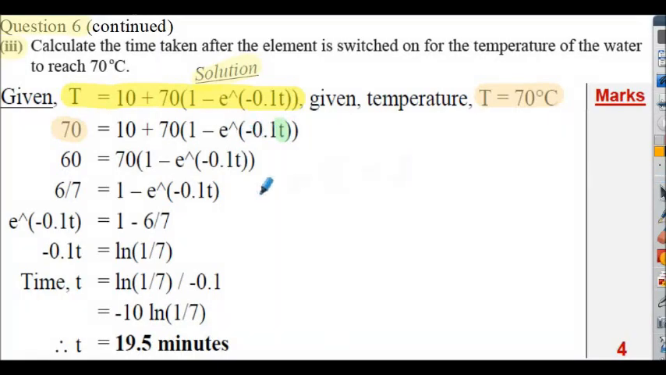So essentially we have to rearrange the equation to have the exponential term on one side of the equation and make it positive. That's what's been done here. Then we exponentialize the equation, in other words, take natural logarithms of both sides of the equation. And that then allows us to rearrange algebraically for the value of t, 19.5 minutes.